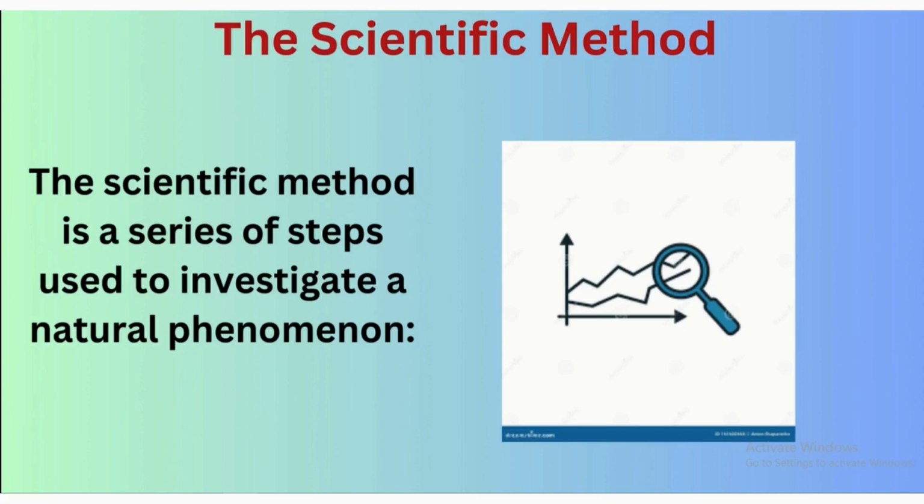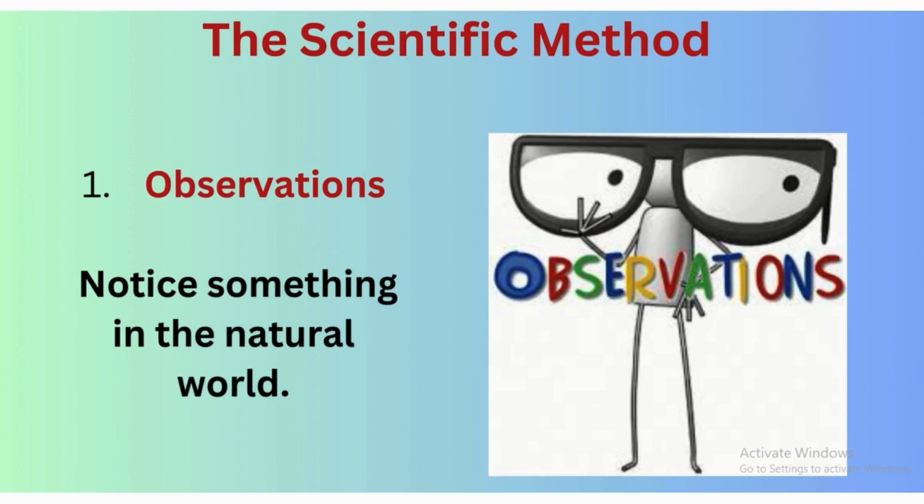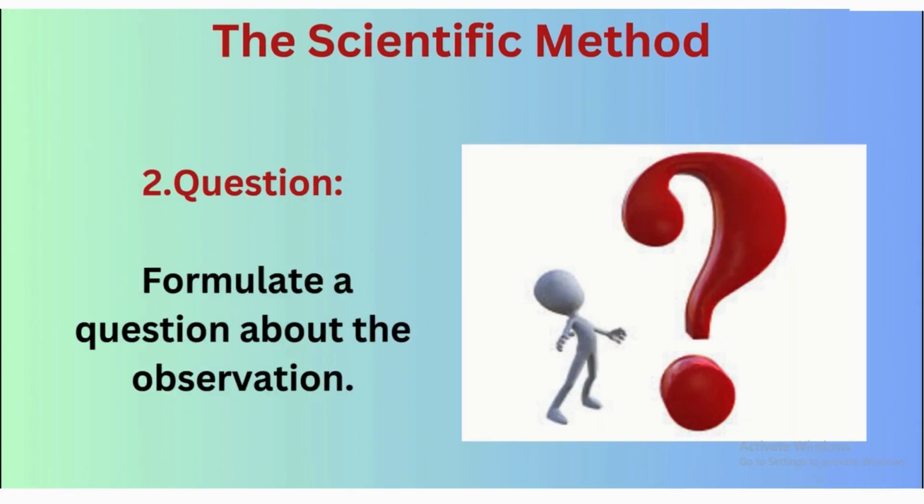So after discussing some of the types and characteristics of science, now we define the scientific method. The scientific method is a series of steps used to investigate natural phenomena. The first step in the scientific method is observation. It is basically noticing a phenomenon or asking a specific testable question about how something works. Then in the second step, you formulate a question about the observed phenomenon.